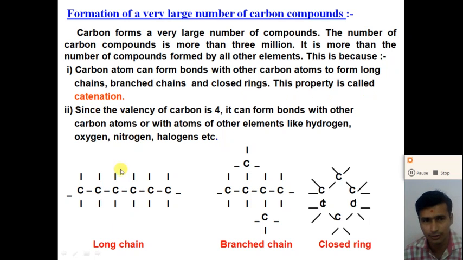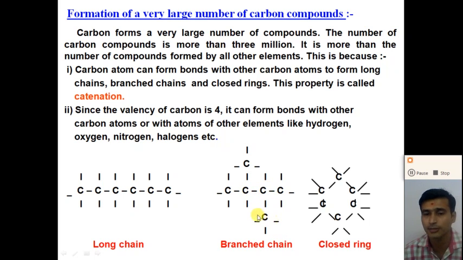So a carbon atom can form a covalent bond with other carbon atoms to form this type of long chain structure. Like this, the carbon atom makes covalent bonds with other carbon atoms in the form of a chain. So these are the chain structures of carbon atoms, right? Long chain structure of carbon atoms. Carbon compounds make covalent bonds with other carbon atoms in a branched chain, right? Similarly, this carbon atom makes a covalent bond with this carbon atom, and this carbon atom makes a covalent bond with this carbon.